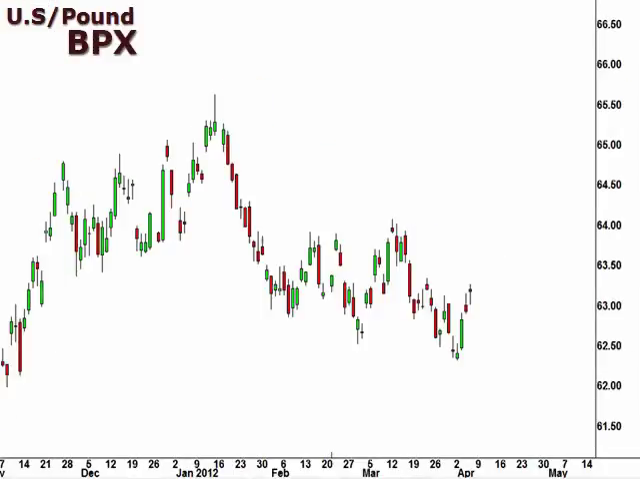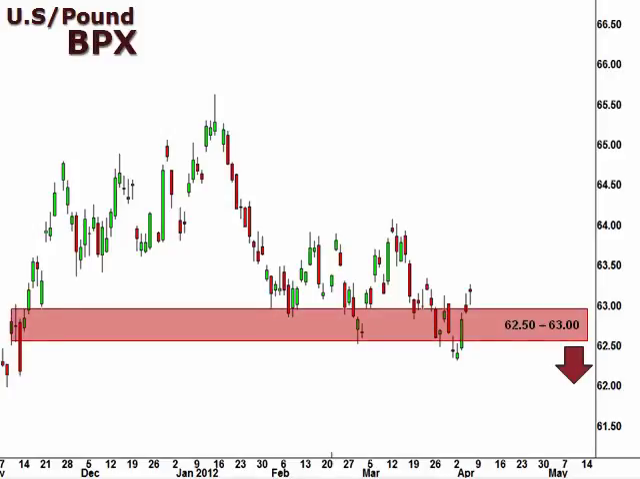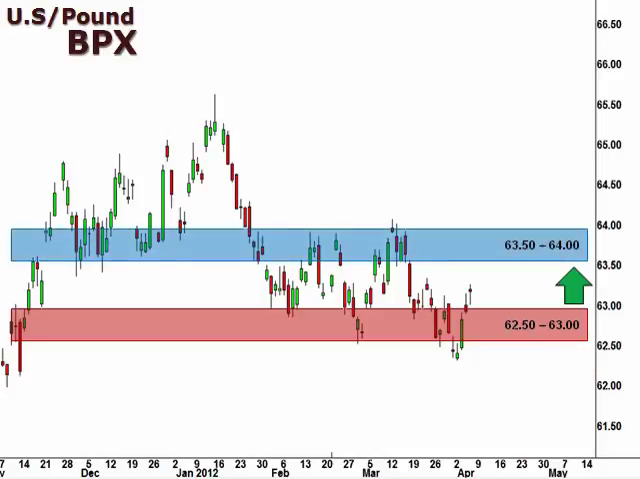Let's take a look at the BPX, the US dollar versus the British pound. Well, the 62.50.63 is the key support level, and a break below should open the window to a continuation to the downside. However, with last week's close above 63, we are open to a push towards 64.